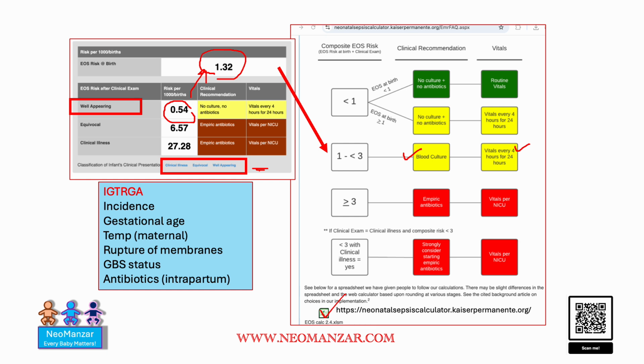But for now, just remember, whenever you get an output, always see first what is the clinical state of the baby. If clinically baby is well appearing and your score is higher than well appearing, then doing a blood culture and following it will be better rather than doing the full antibiotics. And again, these are really guidelines. You have to use your clinical judgment.